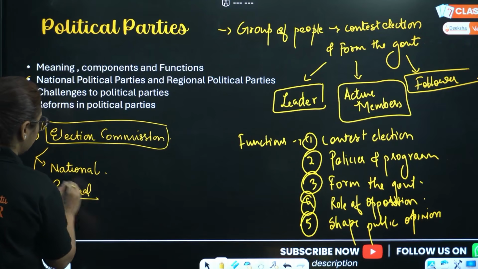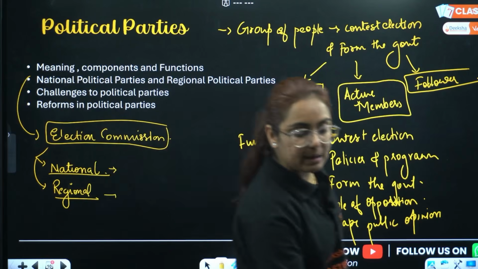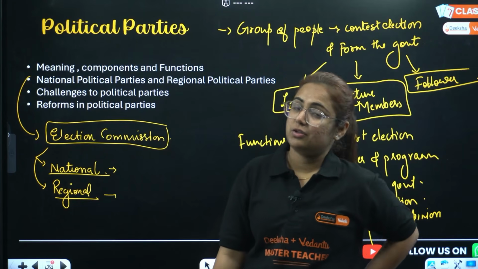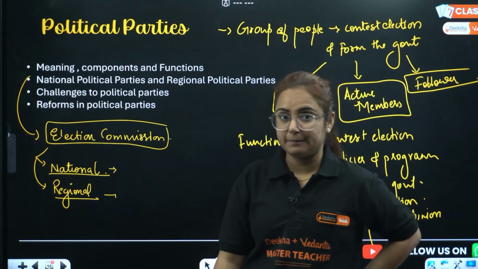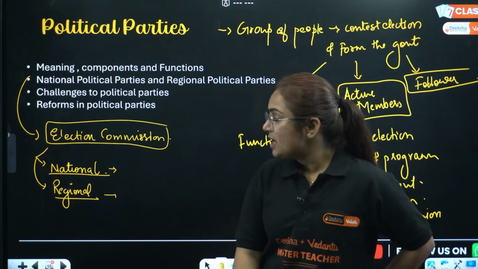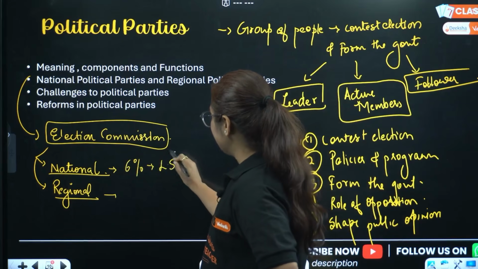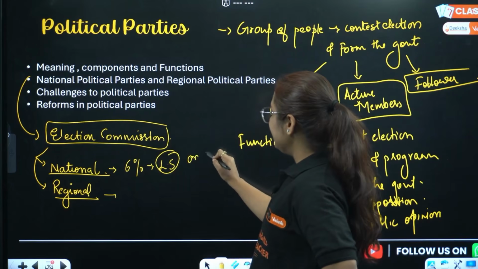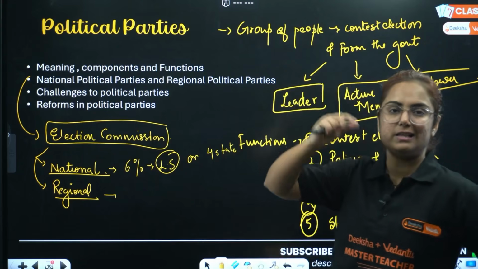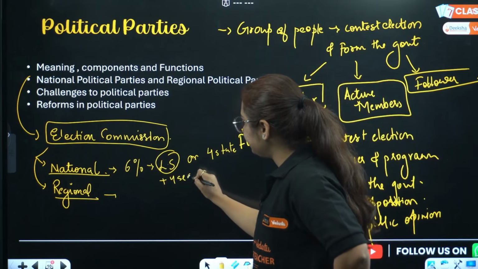Beta, this is very important because the criteria to declare a political party as a national and a regional one is asked in the question paper again and again. I hope that this will come in your exam and you can answer it nicely. So what is the criteria? At least 6% of total votes in the general elections to Lok Sabha or any of the 4 states, 6% of total votes in the general election to the respective state legislative assemblies, in the 4 states, plus 4 seats in Lok Sabha.